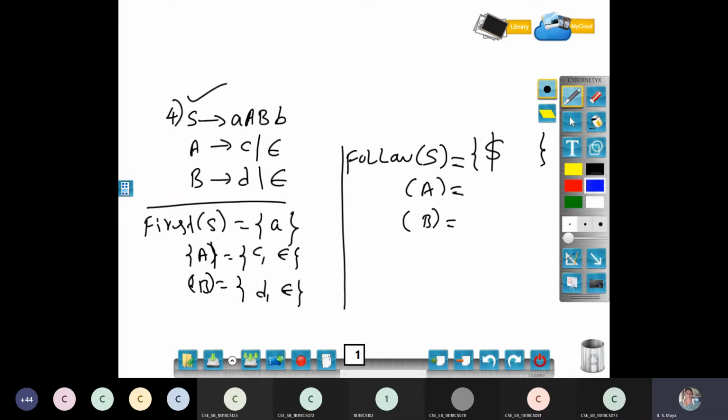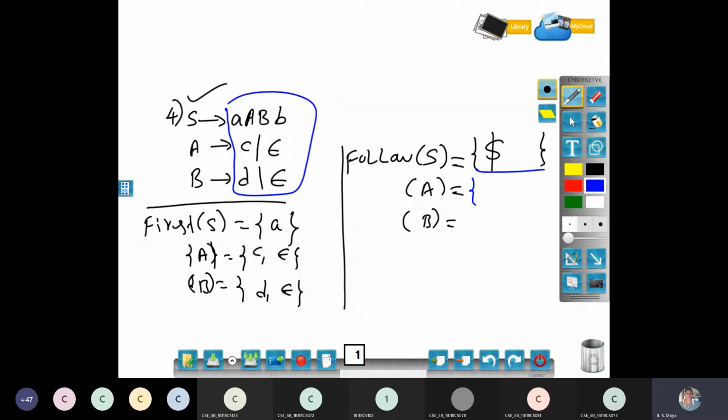After that, you have to look after the arrow mark, from this side. Do you have any S? Any S? No, ma'am. Capital? No. Then is anything to be added there? No, right? Then you can end with the follow set of S.